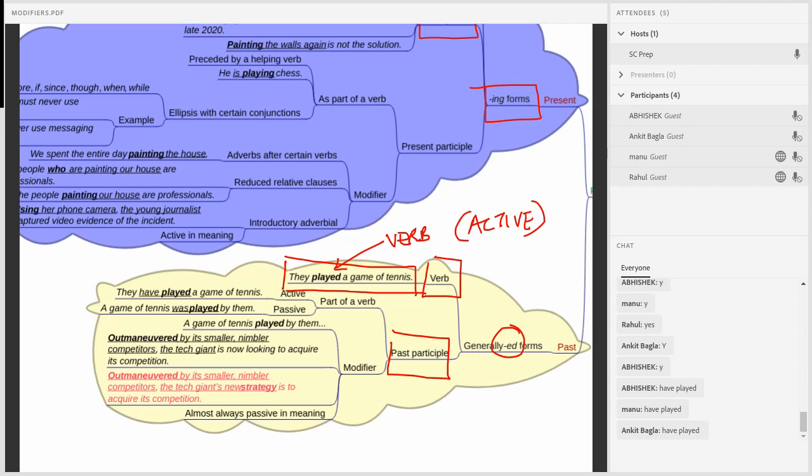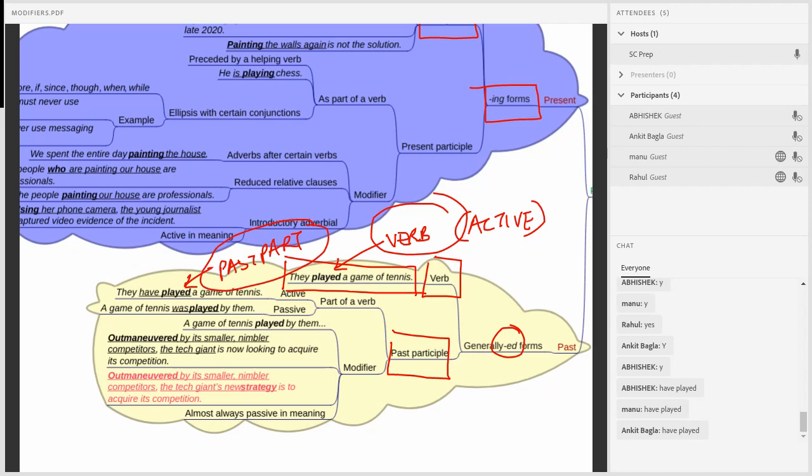The bottom line is that when your ed comes with a helping verb, that ed is a past participle. Always. It is never a verb on its own. Now, what does this mean? It means that even though your ed looks like a verb in the second sentence, it is nothing like the first ed. So, what was the first ed? The first ed was a verb. They played a game of tennis. But the second ed is not a verb, even though it looks like a verb. It is a past participle.